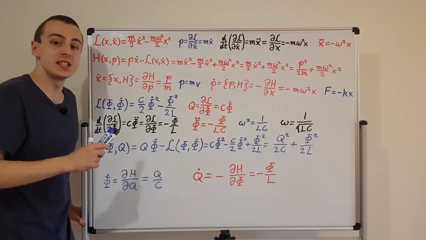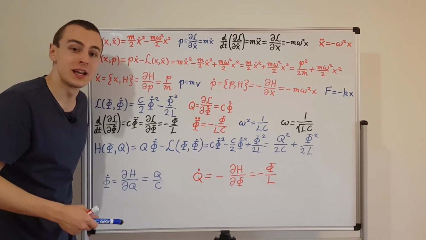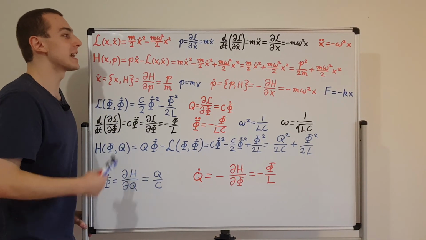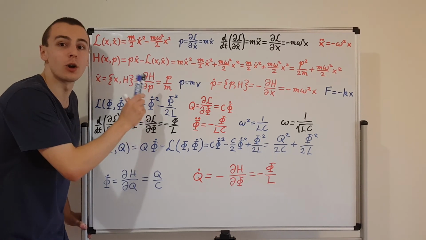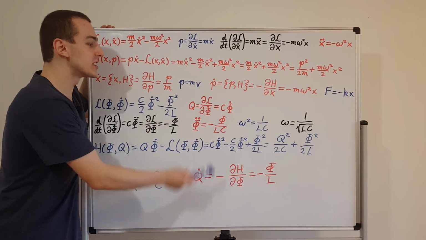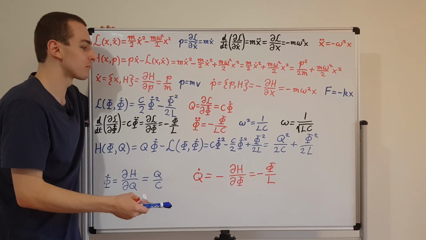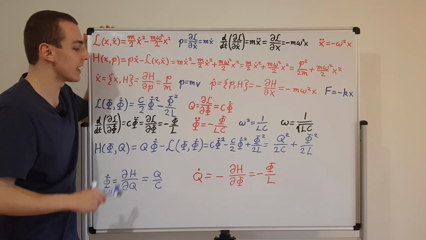So in this video, we've seen the Lagrangian and Hamiltonian formalisms, and we've investigated them with an example. And that example is the simple harmonic oscillator. And then we looked at an analogous example that deals with circuits. It deals with circuits that have a capacitor and an inductor. So that is what we've discovered in this video.